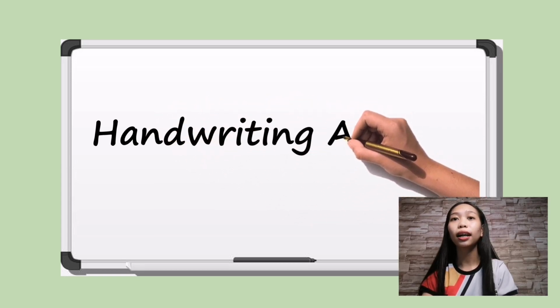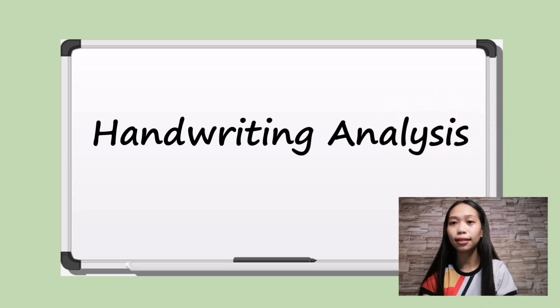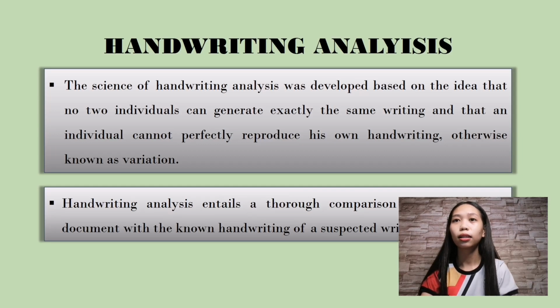Handwriting analysis. So what do we mean when we say handwriting analysis? The science of handwriting analysis was developed based on the idea that no two individuals can generate or produce exactly the same writing, and that even an individual cannot perfectly reproduce or duplicate his own handwriting, otherwise known as variations. Variations are naturally occurring differences in a person's handwriting.